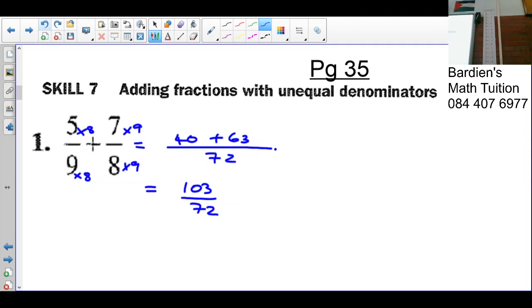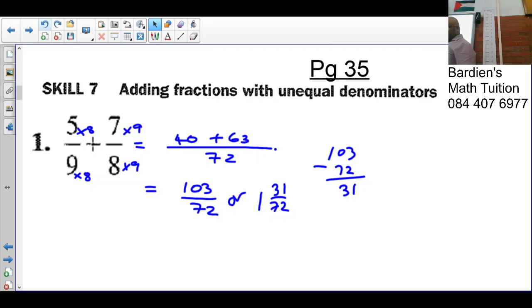You guys understand? Then we can say it can also be written as 103 minus 72, it goes once, 10 minus 7 is 3, so it's 131 over 72. For no extra marks, if you want to convert it to mixed numbers, you may, otherwise 103 over 72 is acceptable. Okay. You guys understand? Any confusion? No.